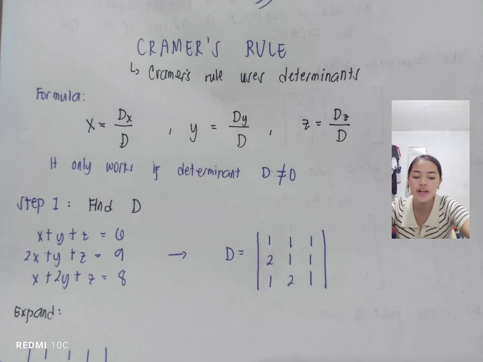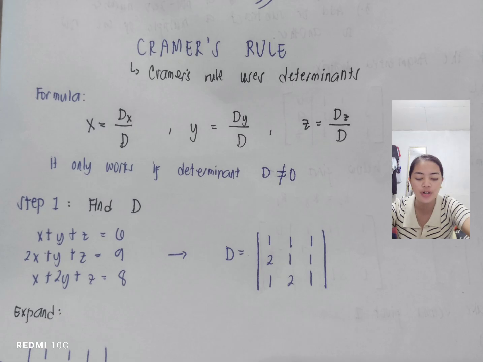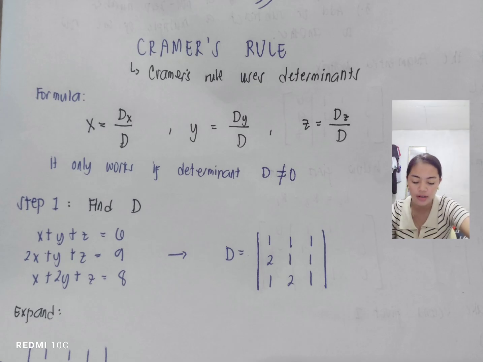Attached here is the formula for getting x, y, and z. For x, we have determinant x over D. For y, we have determinant y over D. And for z, we have determinant z over D. So, in step 1, we need to find the determinant. So, we need to write this into its augmented matrix.